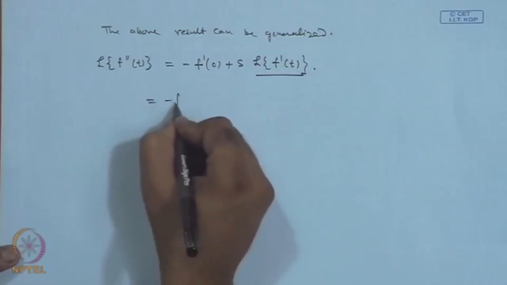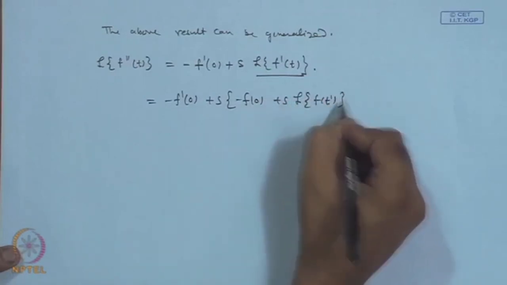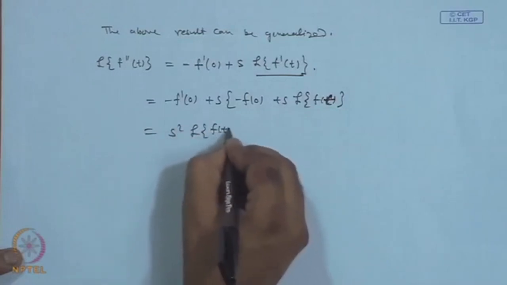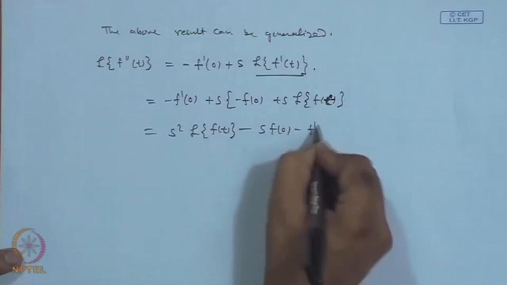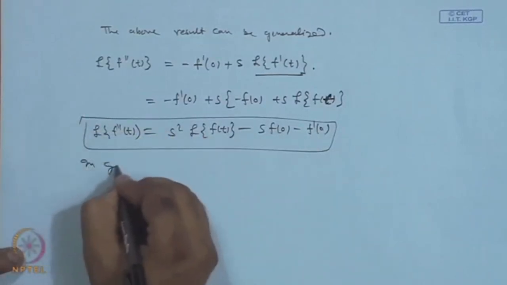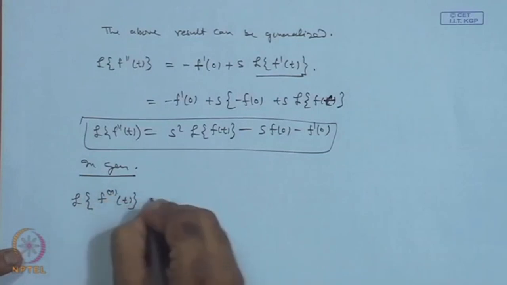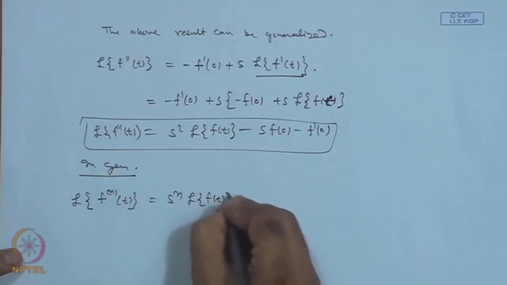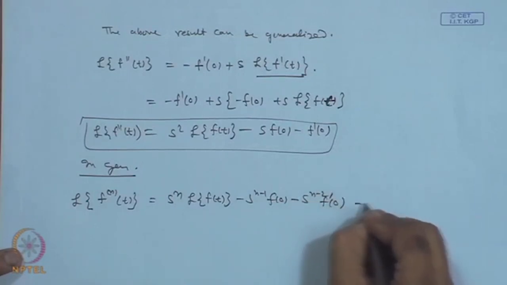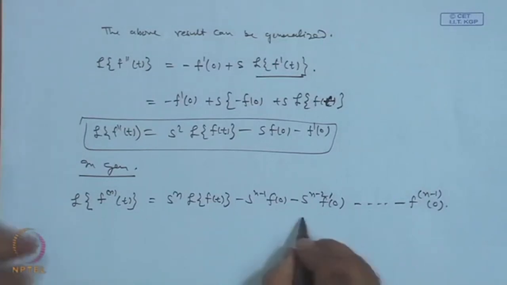Now again we apply the result, so we have minus f prime 0, plus s times minus f(0) plus s times the Laplace transform of f t. What we get is s squared times the Laplace transform of f t minus s f(0) minus f prime 0, which is the Laplace transform of f double prime. In general, the Laplace transform of the nth derivative is s to the n times the Laplace transform of f t, minus s to the n minus 1 f(0), minus s to the n minus 2 f prime 0, and so on, minus the (n minus 1)th derivative at 0. This is the general form of the derivative theorem.